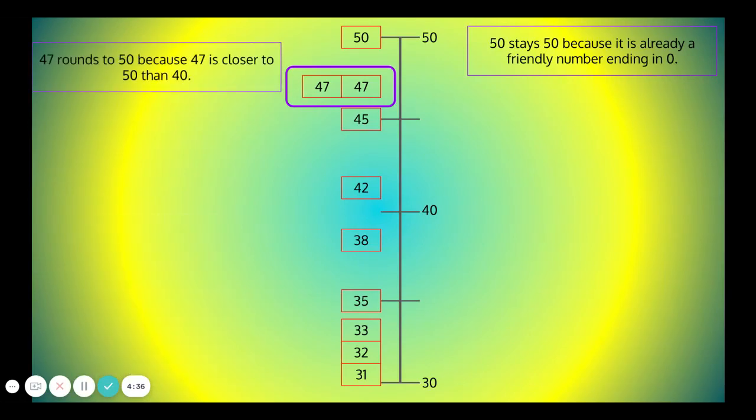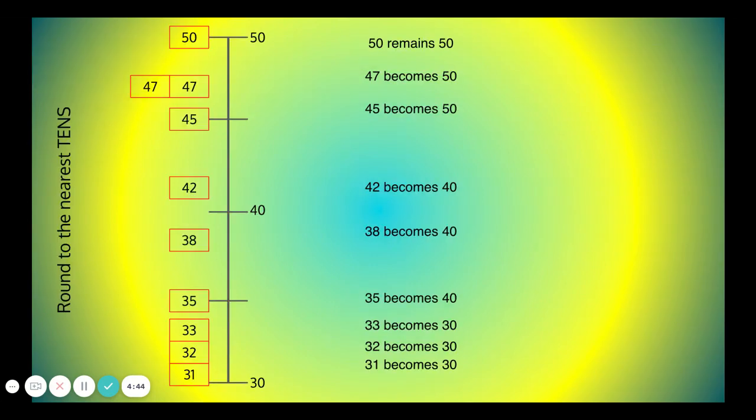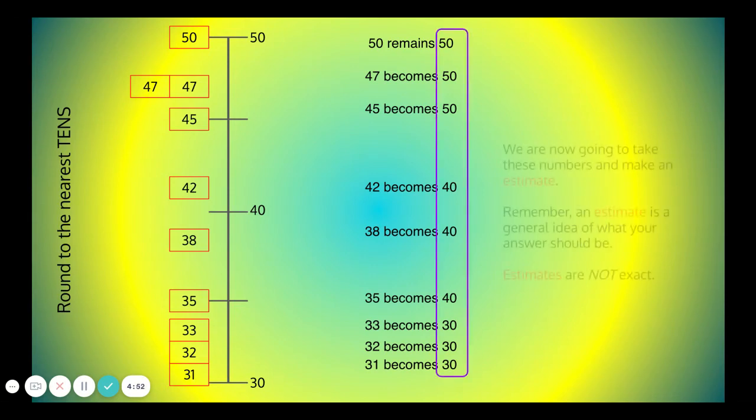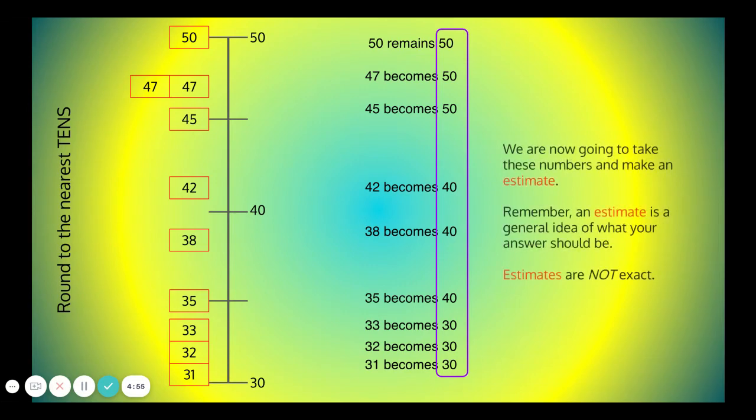Now we've got 50 stays 50, 47 rounds to 50, and now we're going to go ahead and finish the rest of them. So here we go. All of these have been rounded. And so now I'm going to take these friendly numbers, the rounded estimates, and add them all together. It's going to give me a general idea if, number one, my quick estimate was accurate, and number two, it's going to let me see if my actual addition that we take on tomorrow will help.